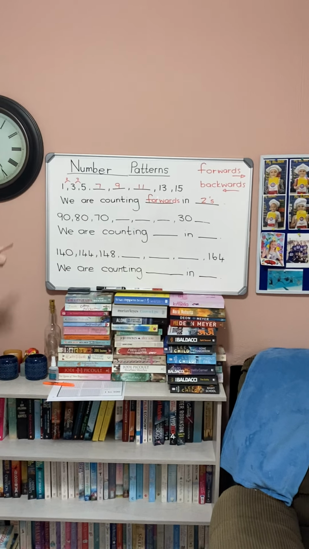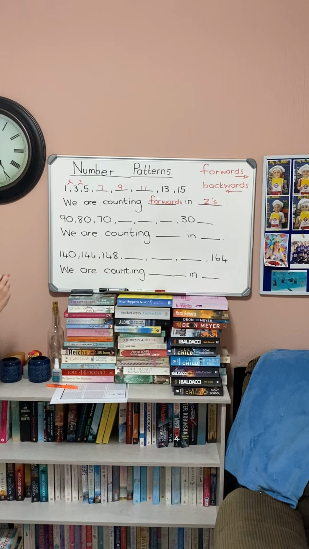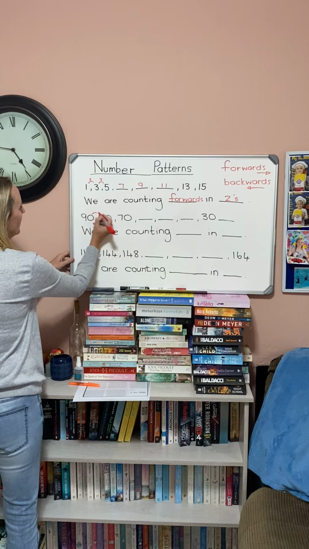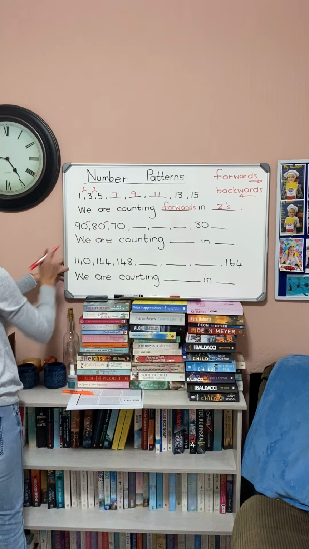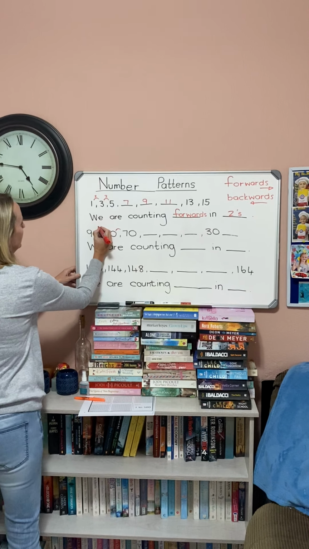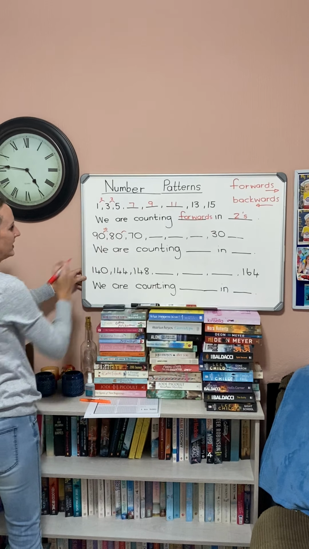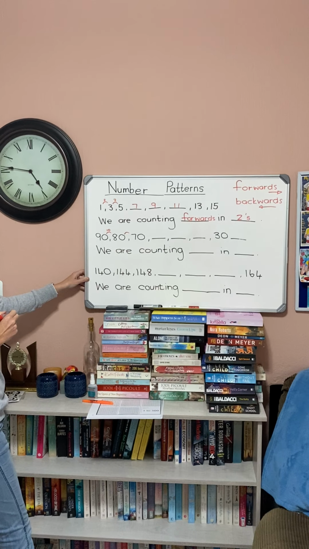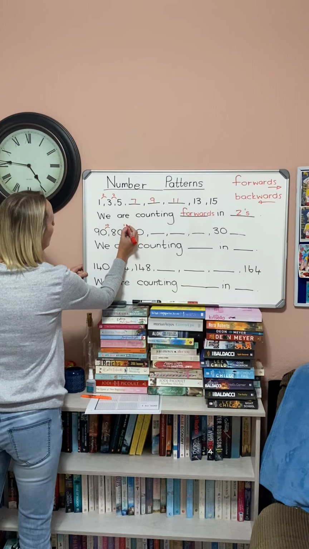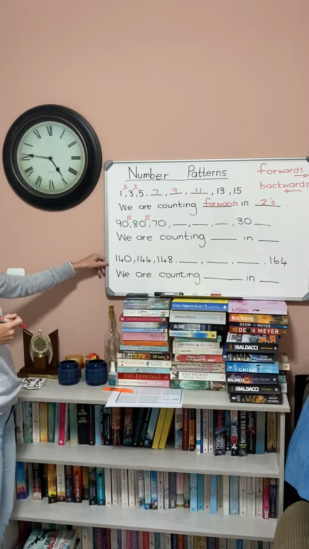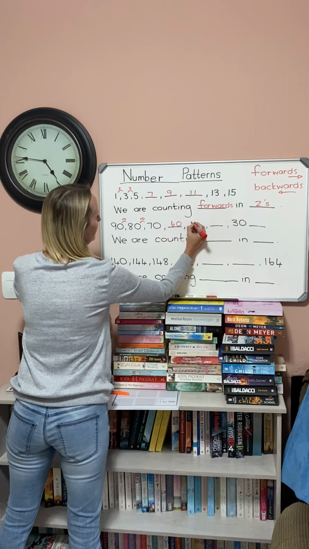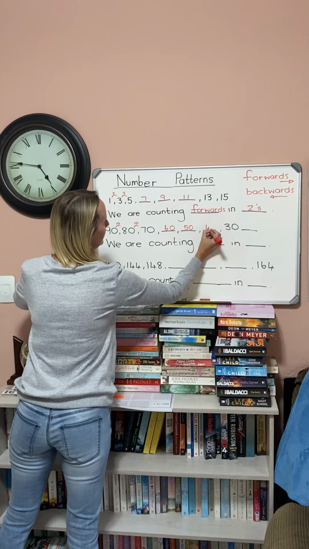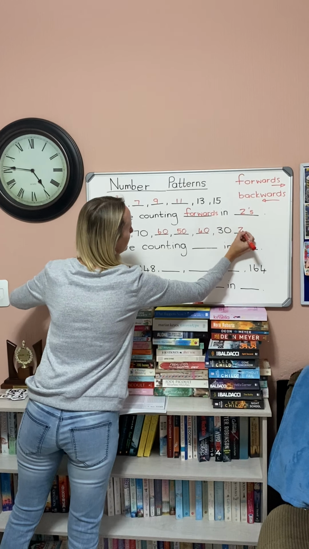Right, Riley P, have a look at the next one for me. So boys and girls, your first step, you are going to see what my jump is. So Riley, how much is it between 90 and 80? 10. And just to double check myself, between 80 and 70? 10. So we definitely know we are counting in 10s. So carry on the pattern for me. 60, 50, 40, 30, and then 20.